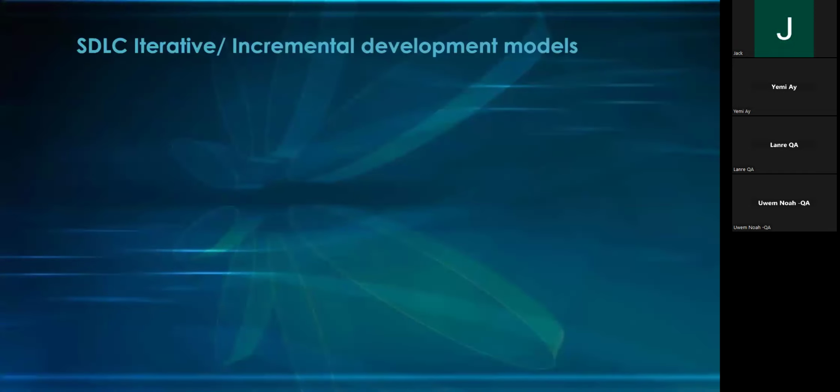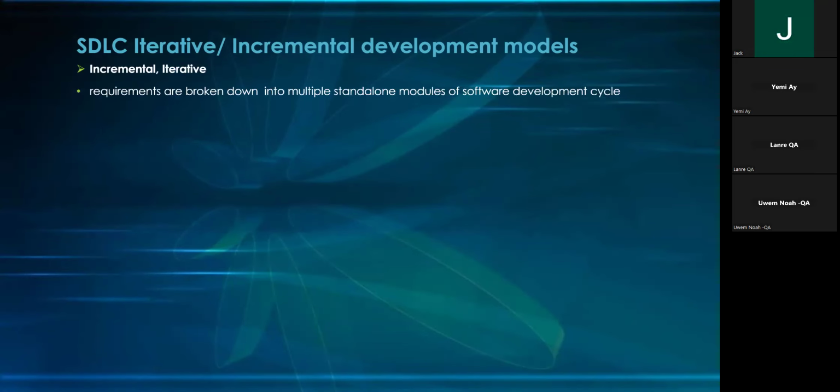Now, the iterative incremental development model, to be honest, is agile. Agility. When you're agile, you're strong, ready to do everything in bits and quickly. Iterative, incremental. Requirements are broken down into multiple standalone modules of software development.